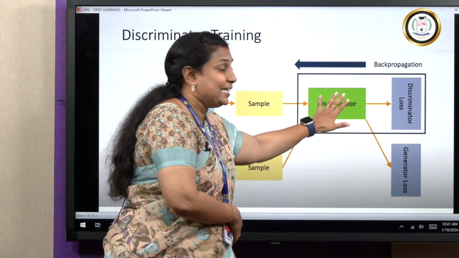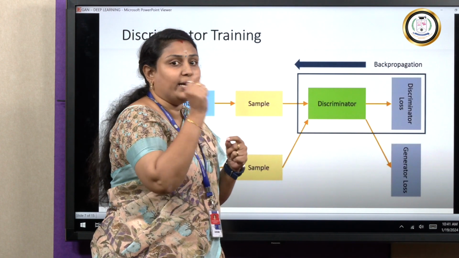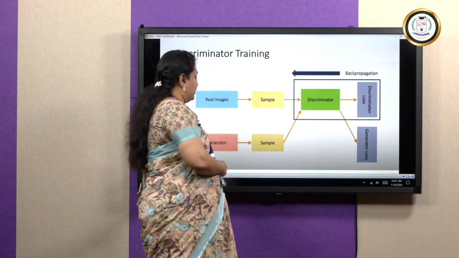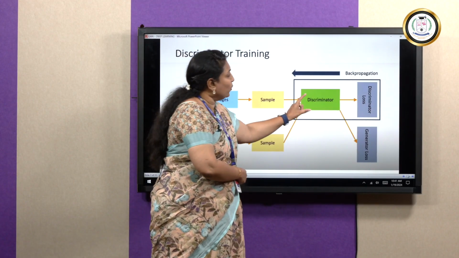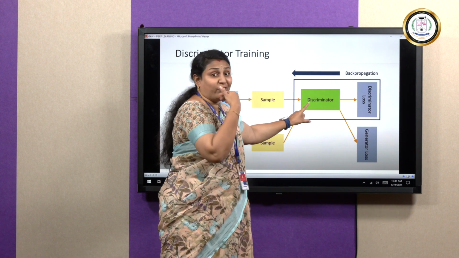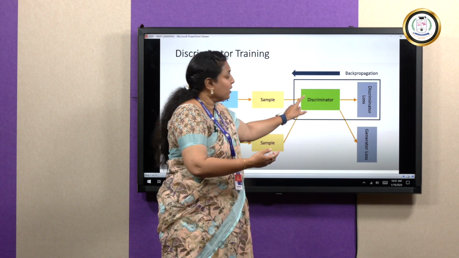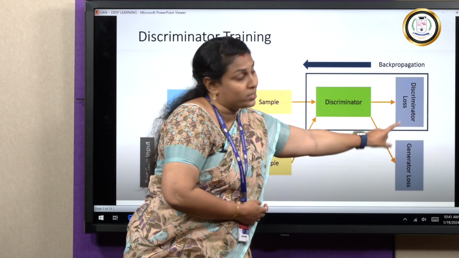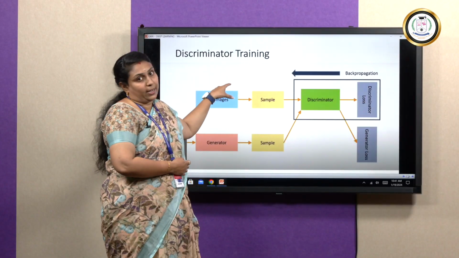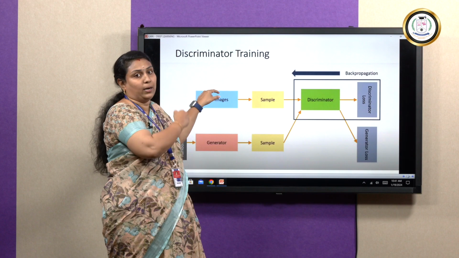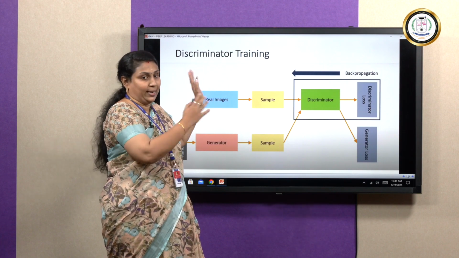So here I am training the discriminator to identify any real data sent by the generator. If the discriminator fails to identify the fake data, then there will be a discriminator loss. Again it will be given as backpropagation, and again the data will be resent to the database.